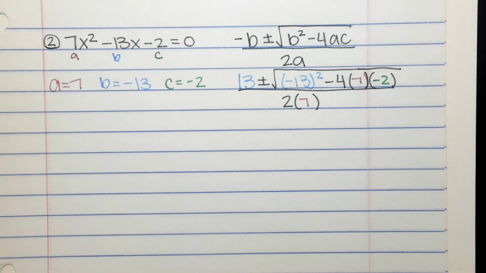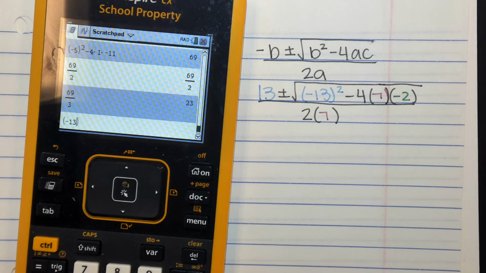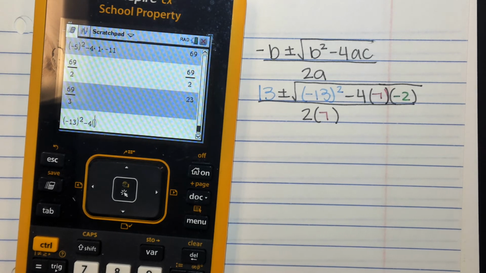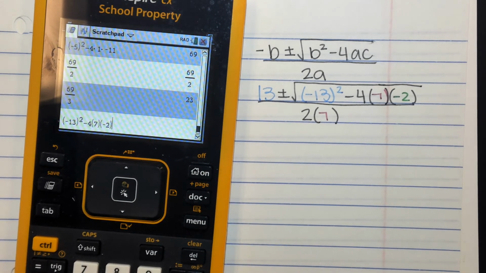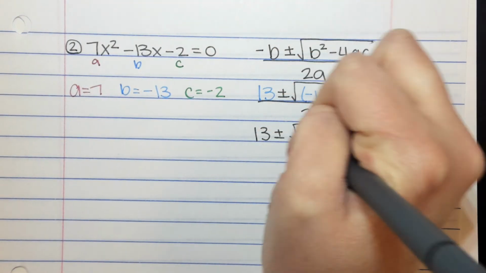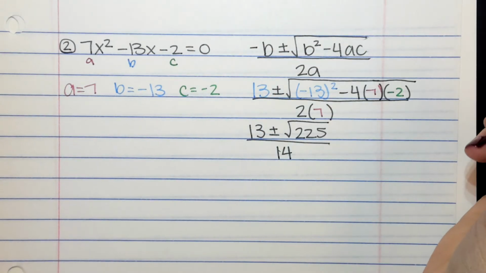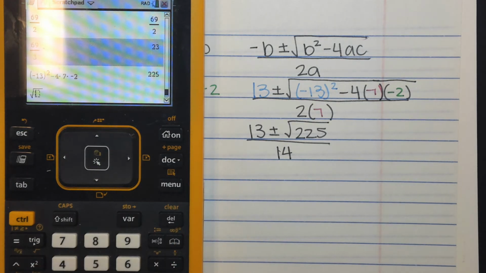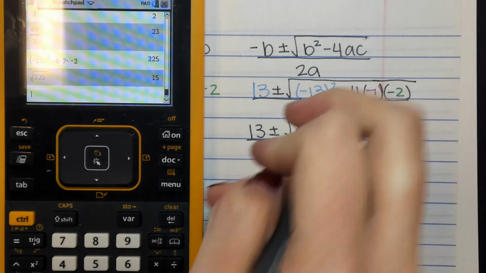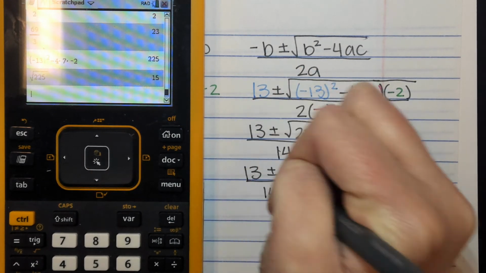Okay. So again, I can do the stuff that's under the radical in my calculator. So I'm going to grab that. I'm going to do parentheses, negative 13 squared minus 4 times 7 times negative 2, and I get 225. So 13 plus or minus the square root of 225 over 2 times 7, which is 14. Now, 225, let's check that. What's the square root of 225? 15. All right, that works out good for me. So I have 13 plus or minus 15 all over 14.